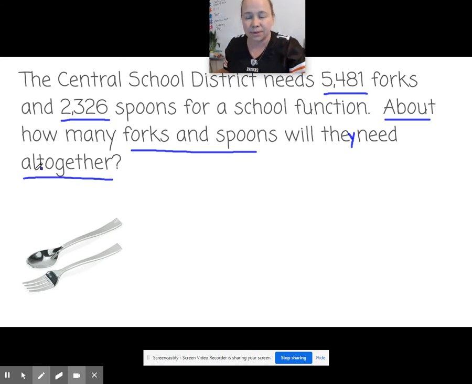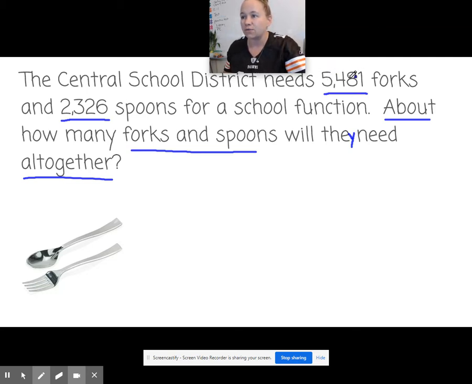Now let's try to understand what they're asking. They want to know how many forks and spoons they'll need. So if I'm talking about forks and spoons, I'm going to add those numbers together so I can see the total number, right? But it says about. Some students want to add and then estimate at the end. That doesn't really make any sense because the whole purpose of estimating is to make it something you can probably do in your head. If you estimate first, you can then mentally add them together. So we're going to estimate this number.